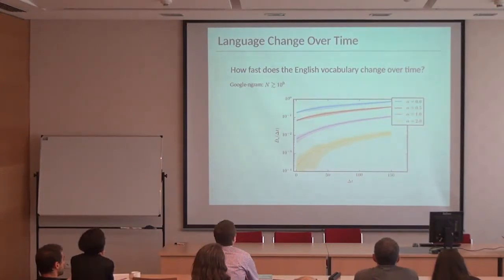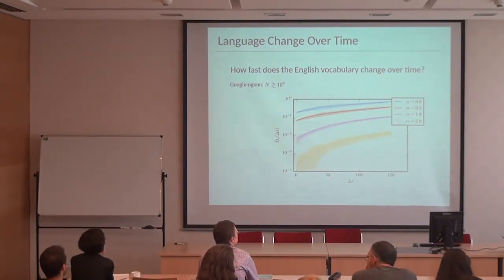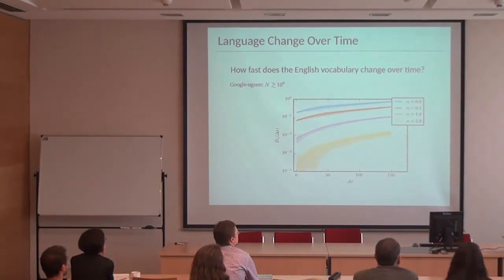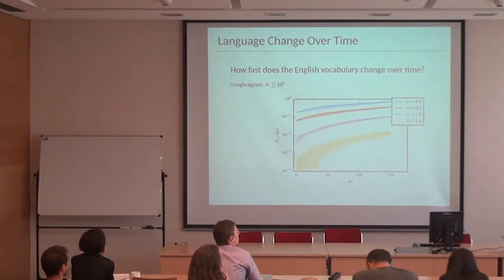How's the evolution of the divergence over time? So in a sense, how fast does the vocabulary change over time? And what I plot here is I look at 2 years of the Google Ngram corpus separated by a time distance delta t, which I plot on the x-axis. So I increase the separation in years between these two corpora. And choosing different values of alpha for all of these curves, I see that the divergence increases over time. Which is clear, it's what we expect.